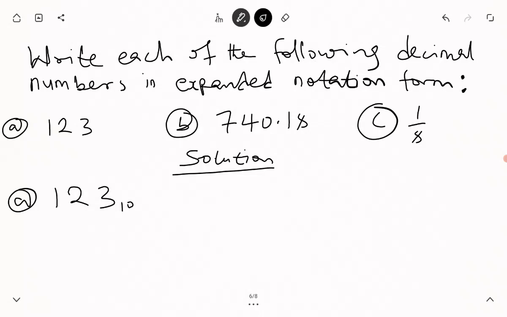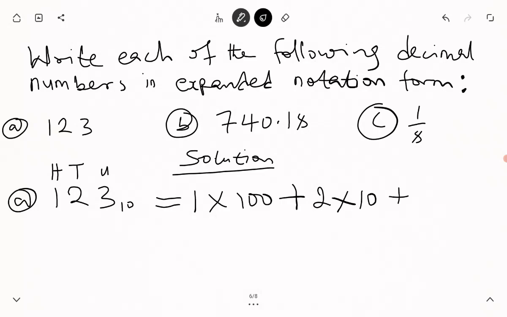If we recall from our elementary class or basic class in mathematics, this number we can put unit, tens and hundreds. So to expand it, we now have 1 times 100, because that one is in the hundreds place, plus 2 times 10, plus 3 times 1, which is unit.